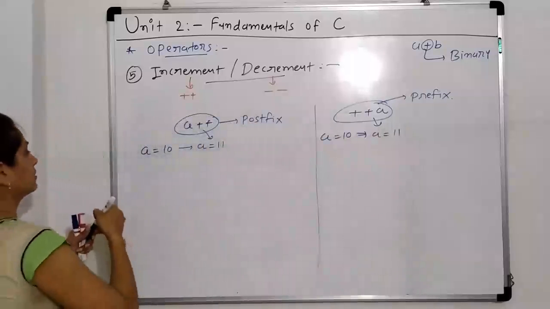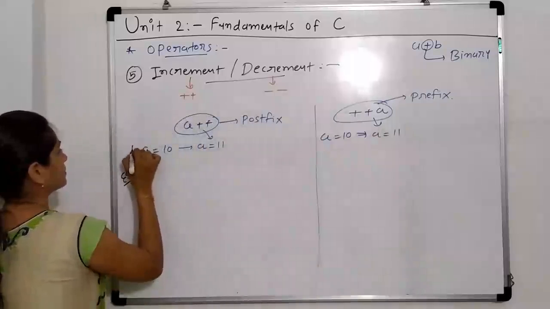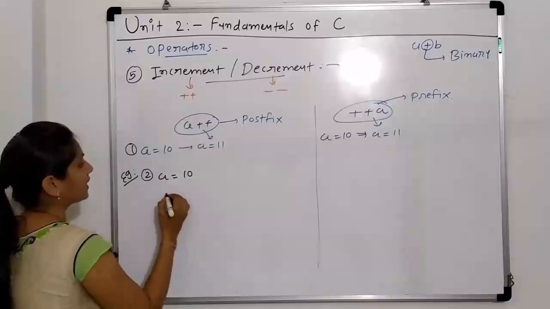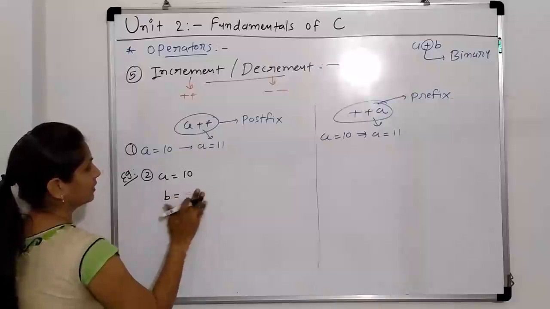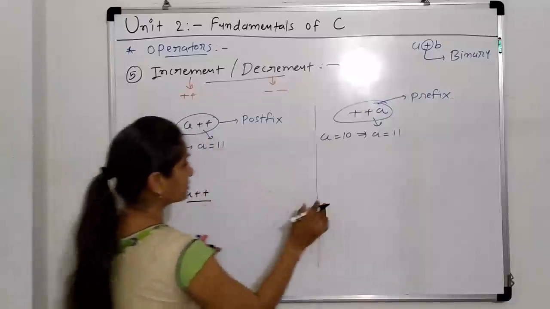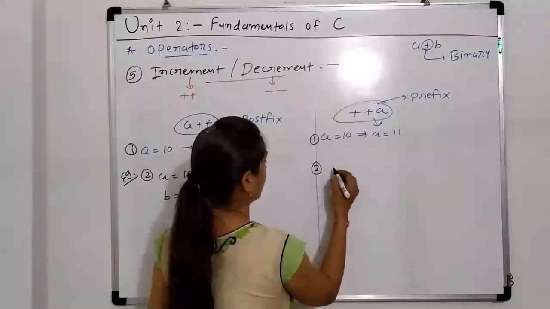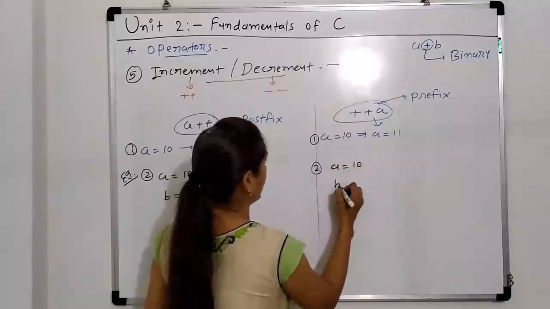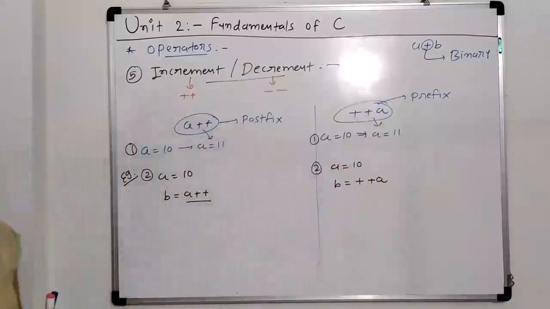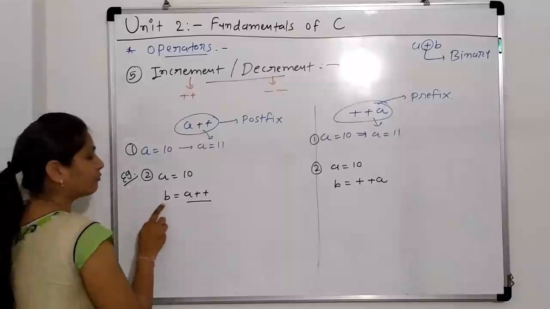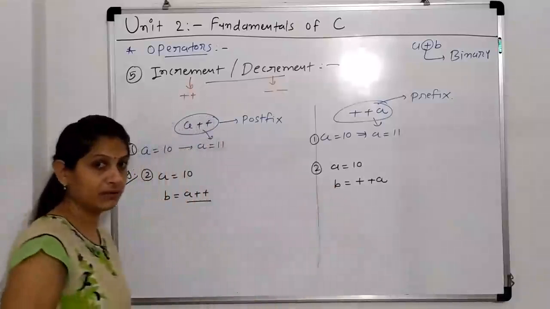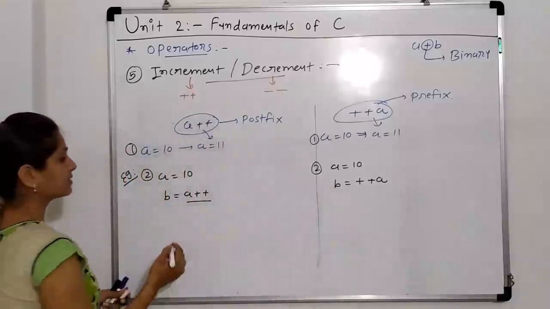But suppose I write another example. This is first, this is second. A equals 10 and then we write B equals A plus plus. Here this is 1, this is second: A equals 10 and B equals plus plus A. Now what is the output? The value of B is different in postfix and different in prefix. How? What is the answer?